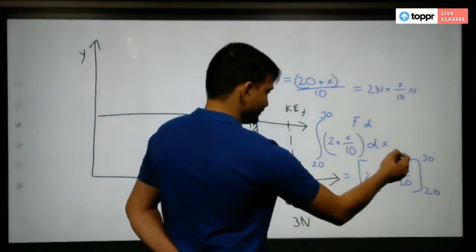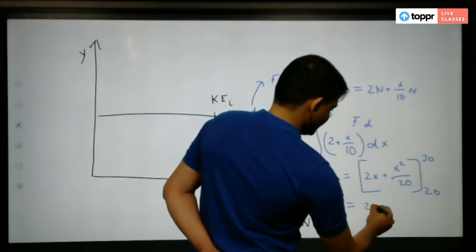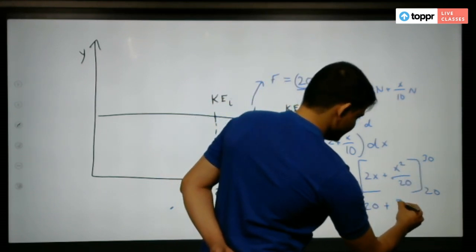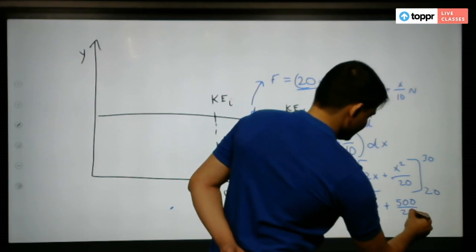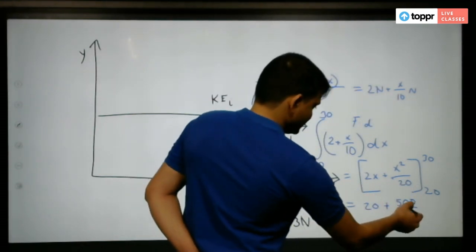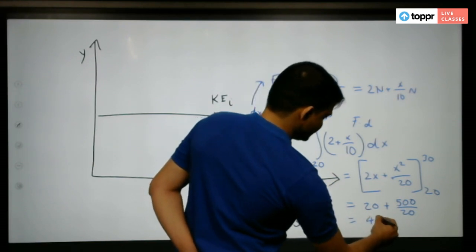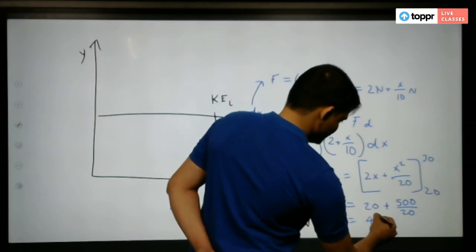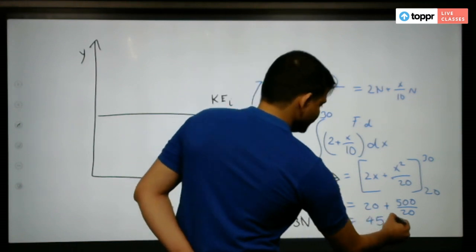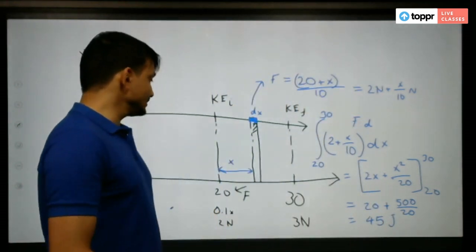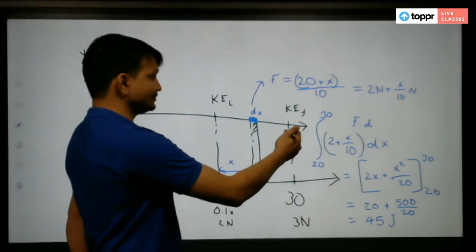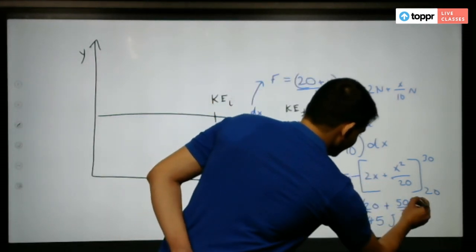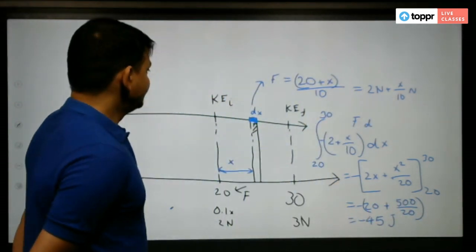What are we getting? We are getting 20 plus 500 by 20. So dividing by this, we are getting 25 here. So our total work that has been done is 45 joule. And you know that this work is negative because the force has been negative. So if we put a negative mark here, we have minus 45 joule of work done.